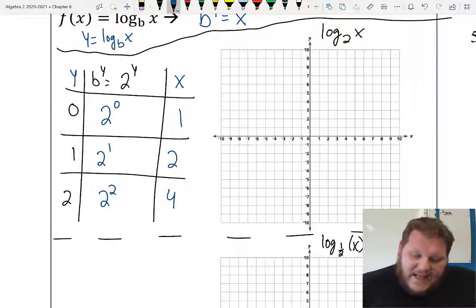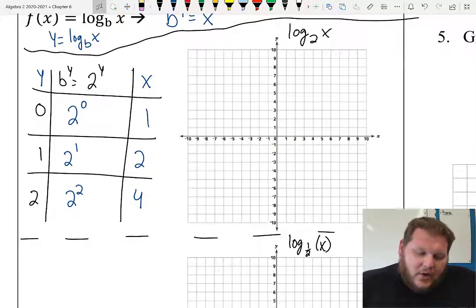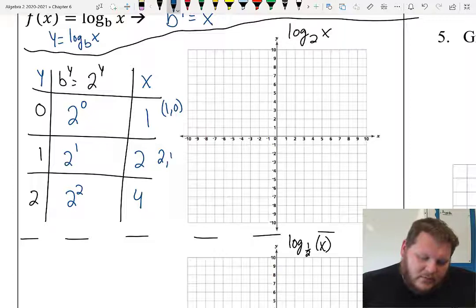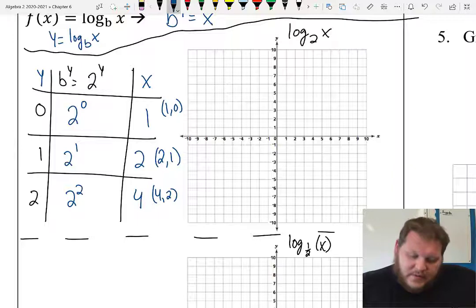So I say that because once you've evaluated, our coordinates here are actually 1, 0, 2, 1, and 4, 2, not negative 1, 2, 1, and 4, 2. Those are our 3 points right there.